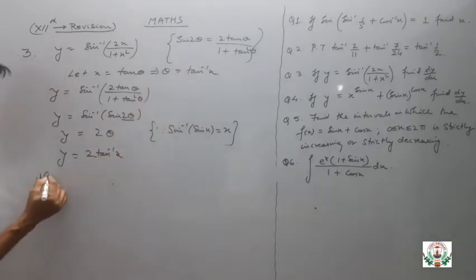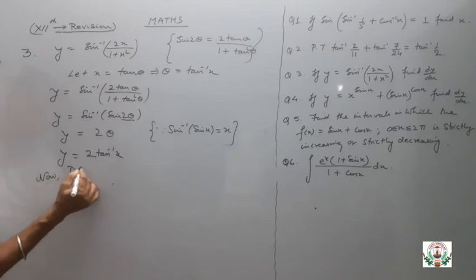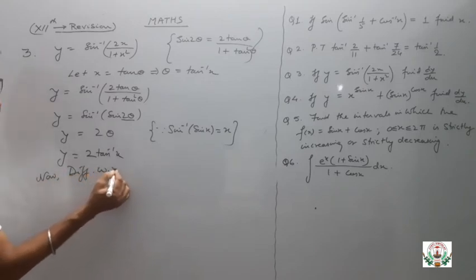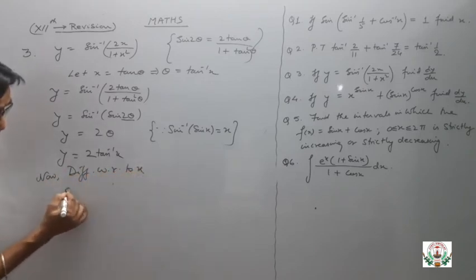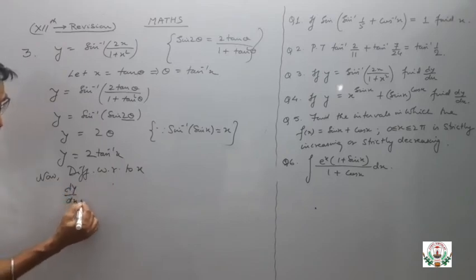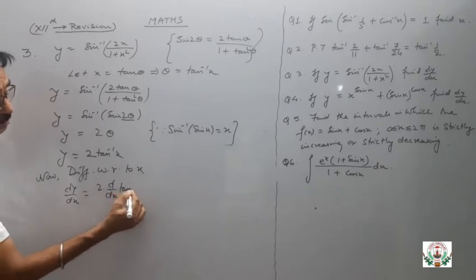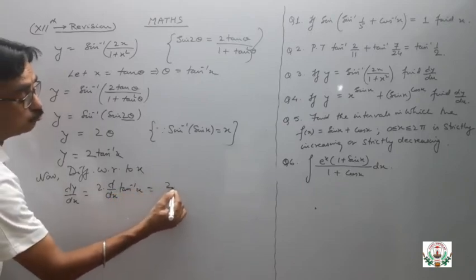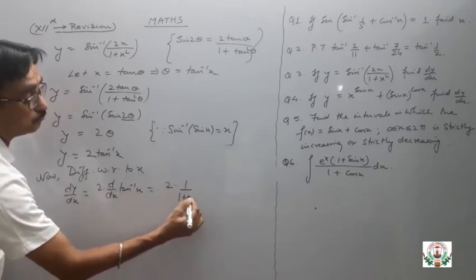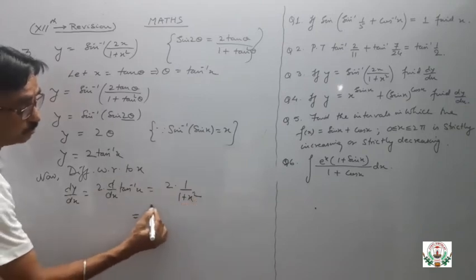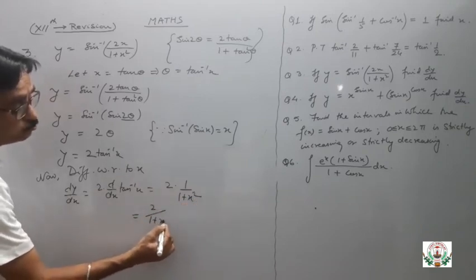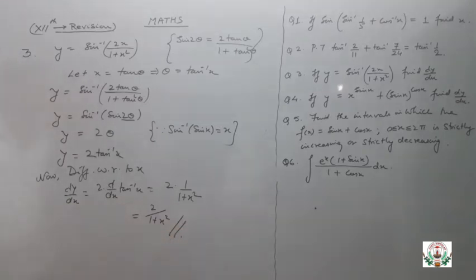Now differentiating with respect to x, we get dy by dx will be equals to 2 into d by dx of tan inverse of x. And d by dx of tan inverse of x is 1 upon 1 plus x square. So our final answer is 2 upon 1 plus x square.